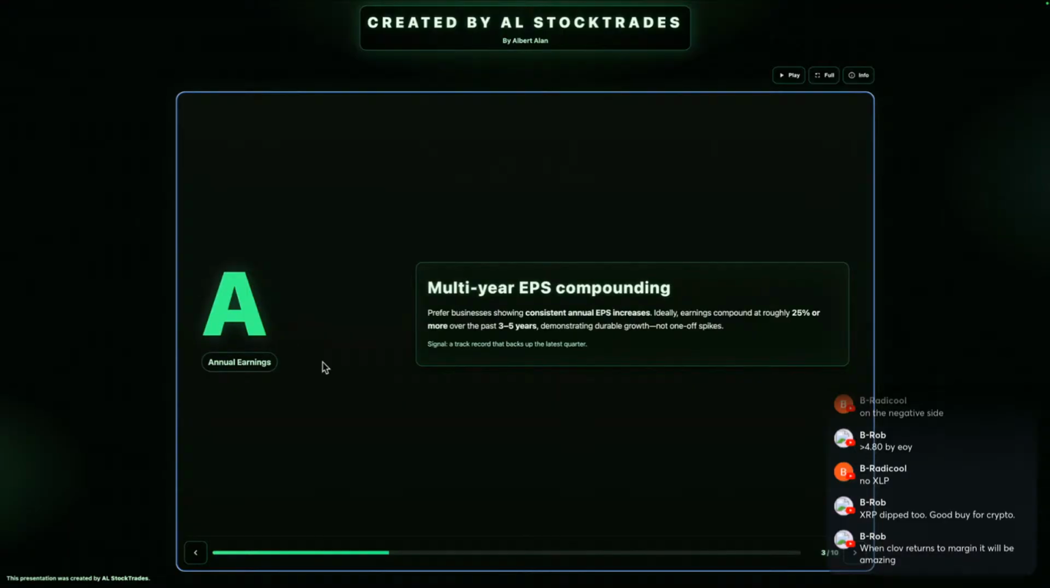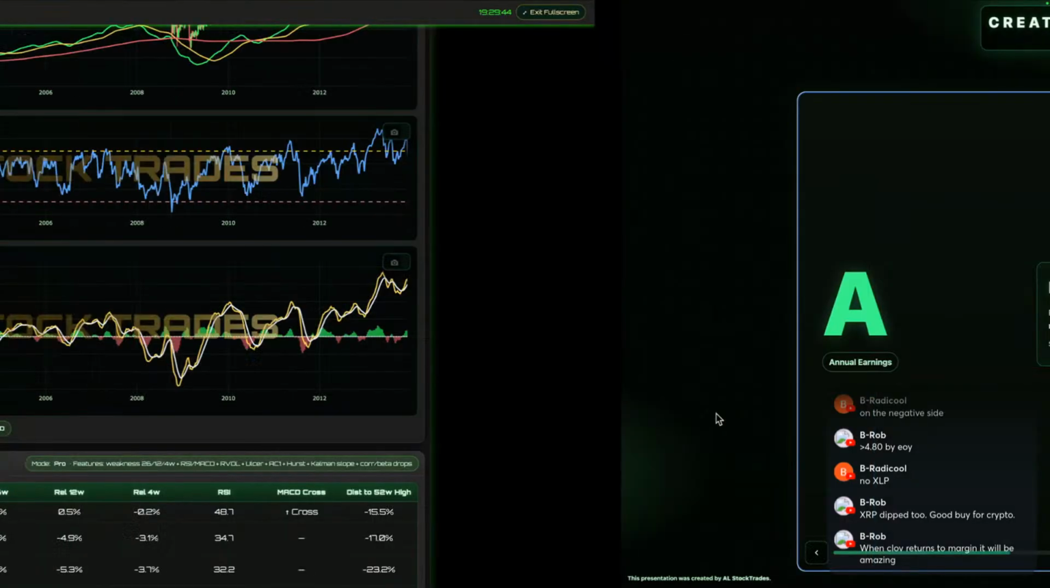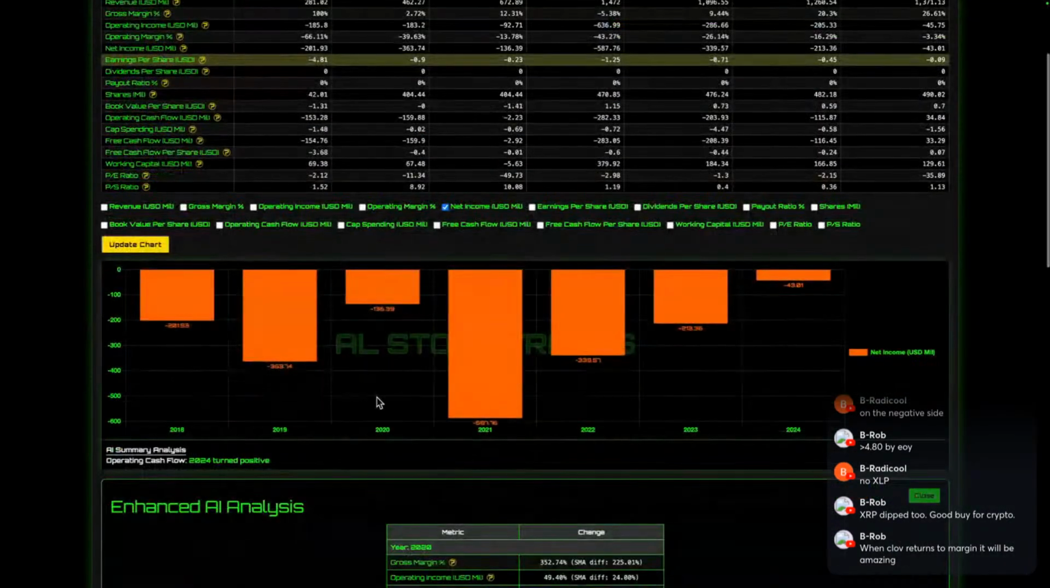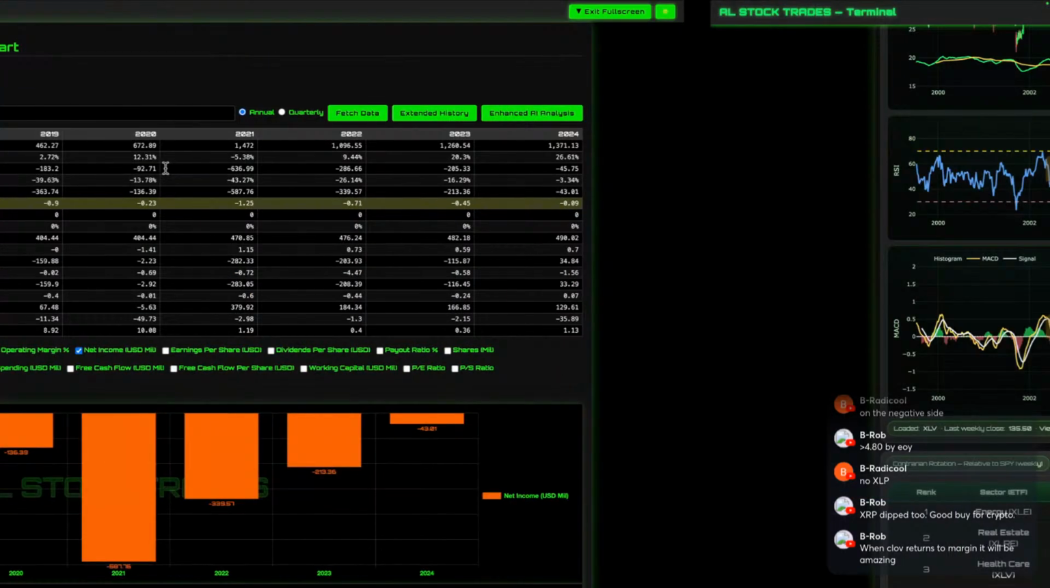A is for annual earnings. So multi-year EPS compounding. Prefer businesses that show consistent annual EPS increases. Ideally, earnings compounded at roughly 25% or more over the past 3 to 5 years, demonstrating durable growth, not just a one-off spike, right? So again, back to Clover, if we just look at net income over the years, you can see net income has been trending up, and it's about to flip to the upside and be profitable. And that's when you get to that triple dragon, right?